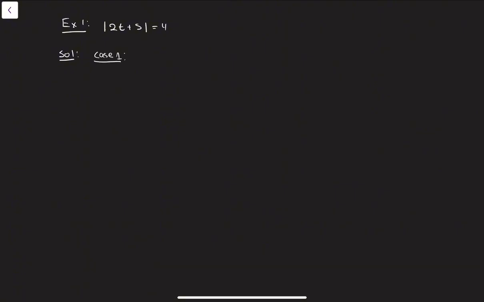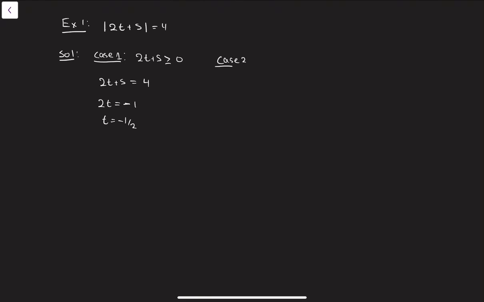And this case is 2t plus 5 is greater than or equal to 0. So the expression is positive. In this case, we just have 2t plus 5 is equal to 4. And now we just solve for t. Simple as that. So you get 2t is equal to negative 1. t is equal to negative 1/2. Simple. That's case 1 done.